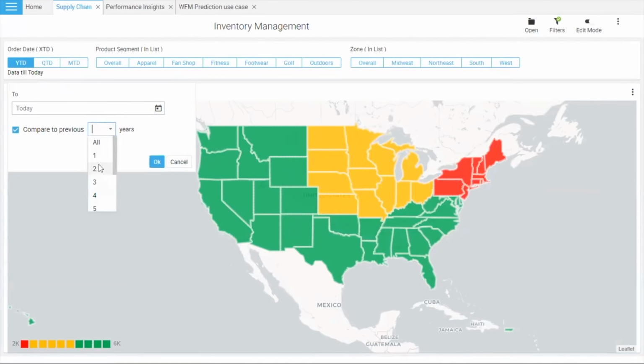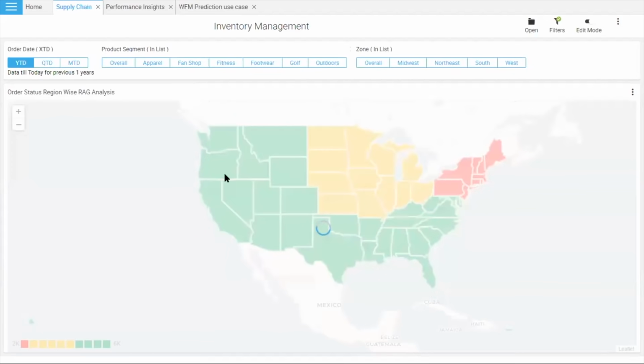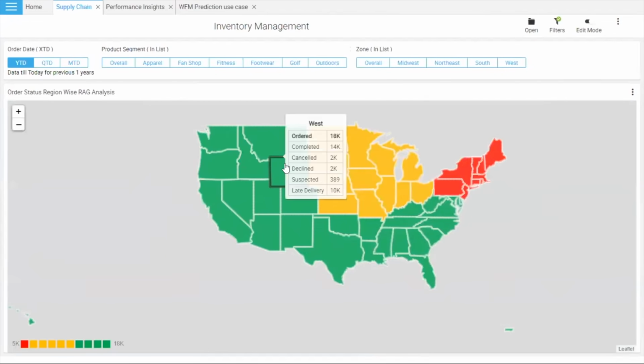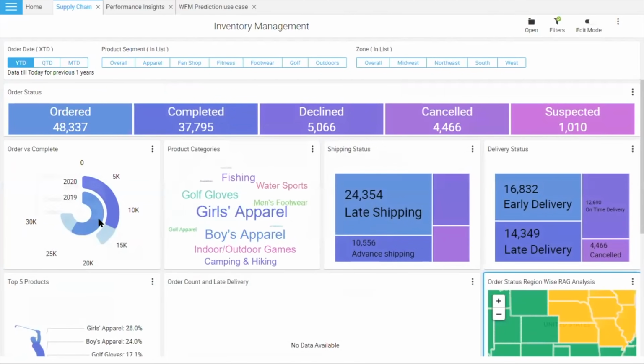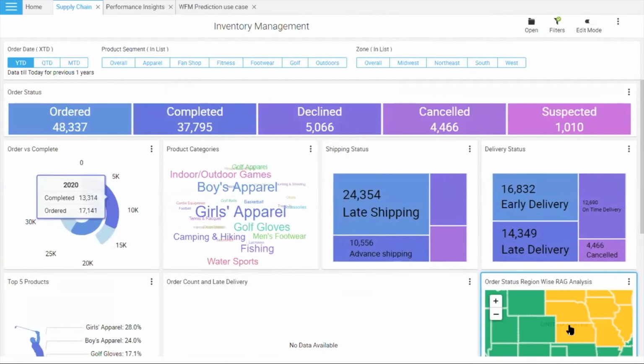You can just go ahead and do a selection. And the moment you select one, if it is 2020, it will include 2019 and give you 2 years of numbers. Now, if I just minimize this, you see 2 years here, which is 2019 and 2020, and the entire RAG analysis gives you that view.